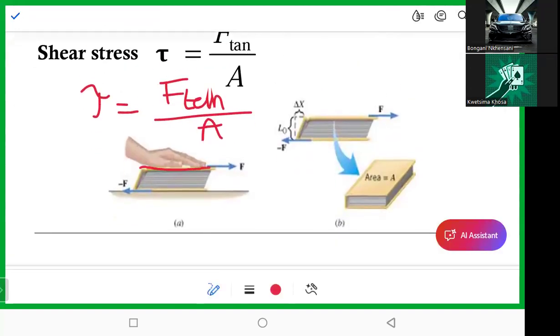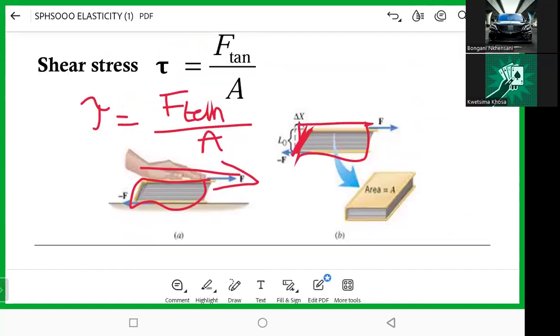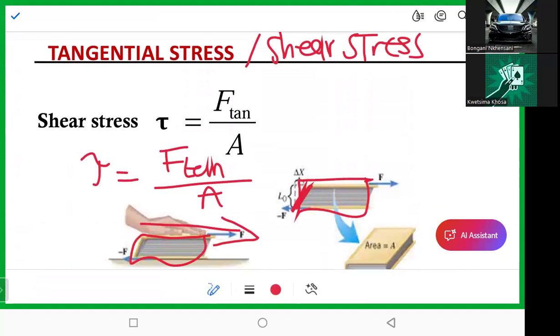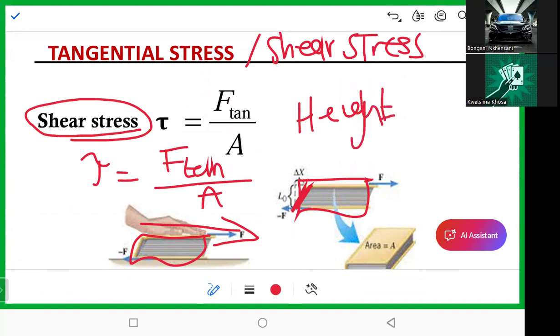So this one is the book. This is a book, right? So they are pushing it in that direction. Obviously, there will be a change in what, in height. As you can see, the height will change, and also the length will remain the same, but the height is going to change. So this one you can just realize that the height will change, right? Just say it will change.